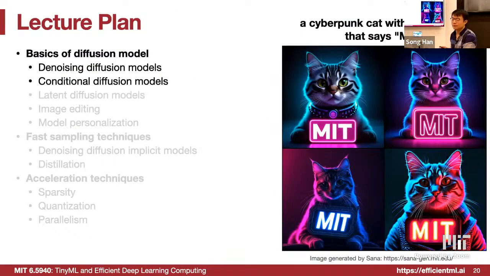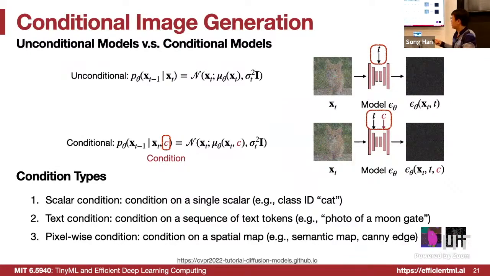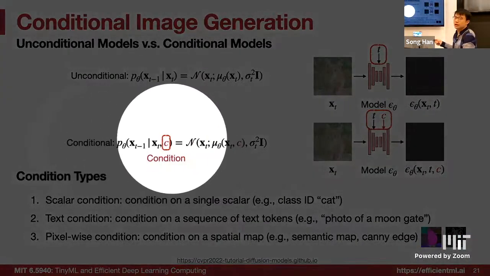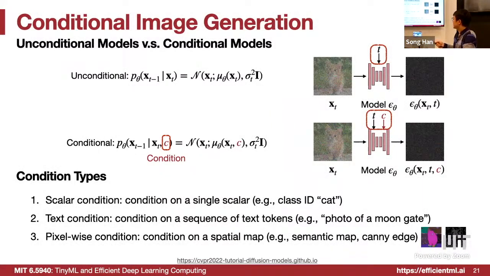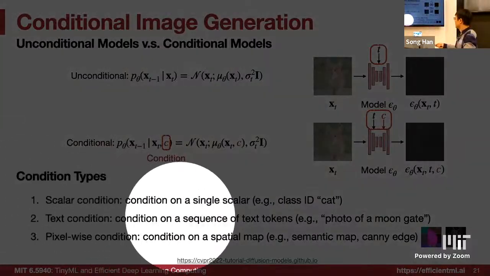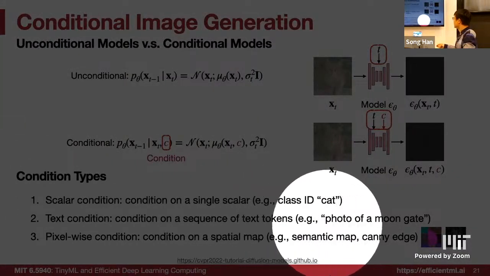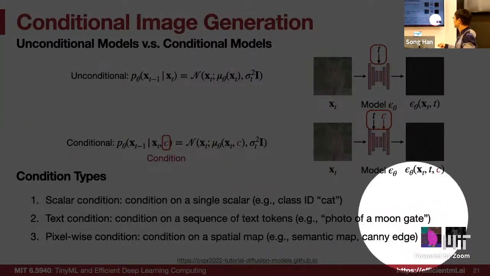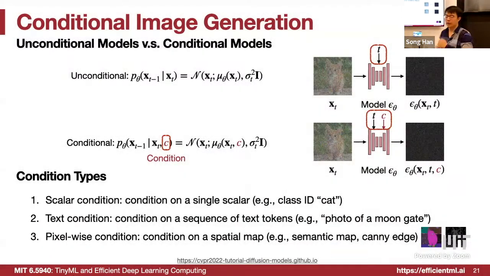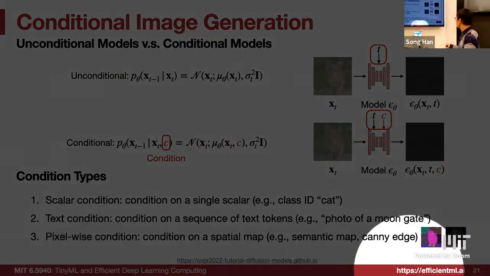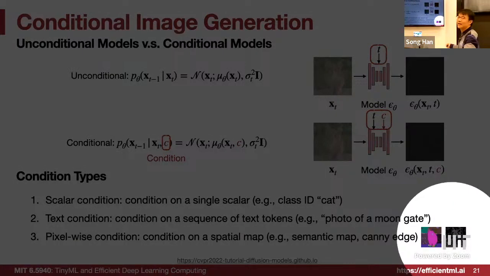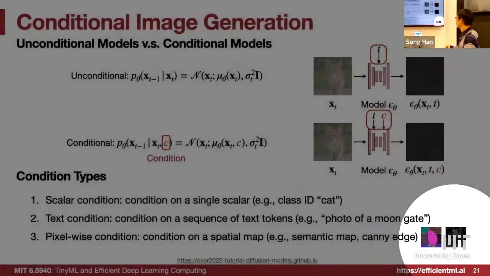We don't want to just give a random image, but we want to condition the generation on either a class, for example, we only want to generate a cat or a dog, or a text condition, for example, a sequence of text tokens, like "photo of a moon gate." Sometimes we also want to add pixel-wise conditions. What is a pixel-wise condition? Given a spatial map, like a segmentation map of a cat, or a canny edge, the edge of a cat.